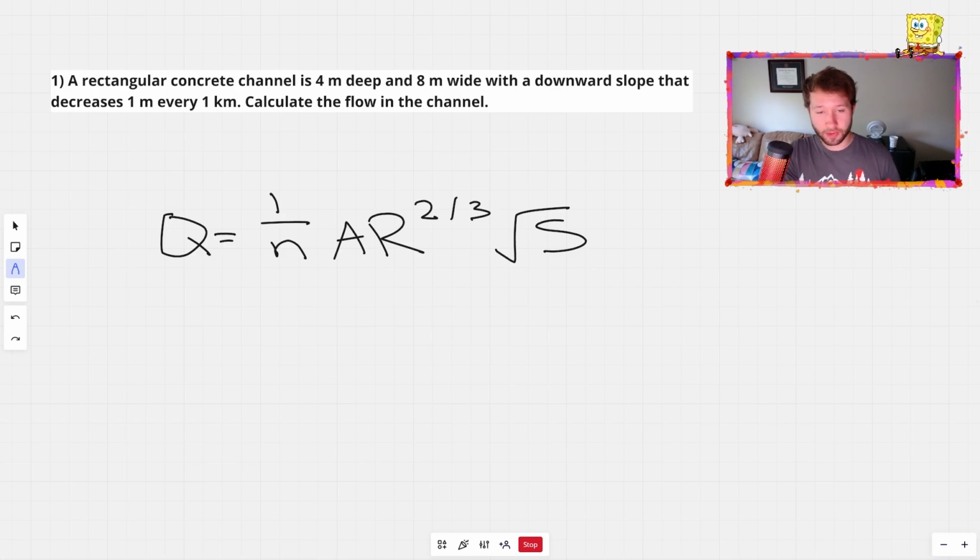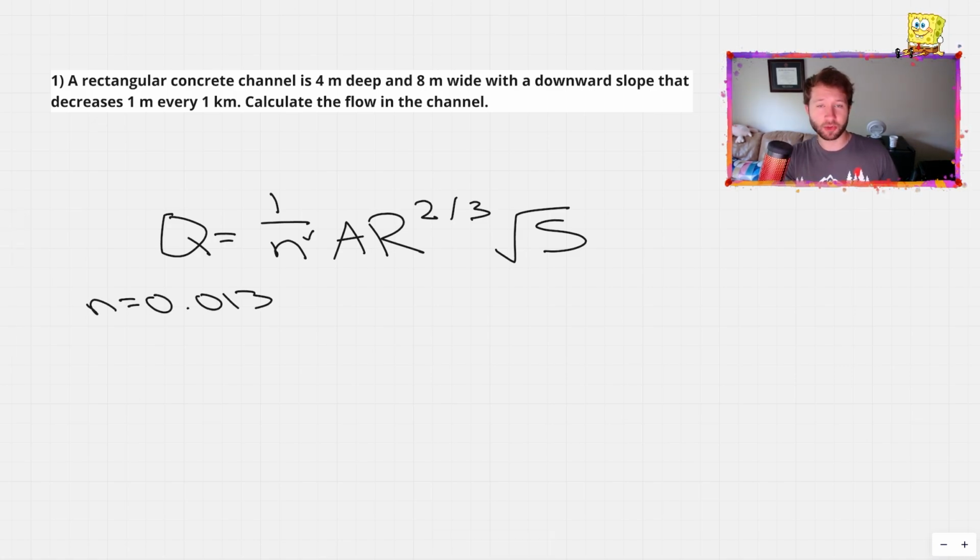So the other terms in this equation, we got A, the cross-sectional area of the channel, R, the hydraulic radius, and S is the slope. So let's go quickly through what we have for this equation. First is n, which is the roughness coefficient, and we were told that the channel is concrete. So for concrete channels, n is going to be equal to 0.013.